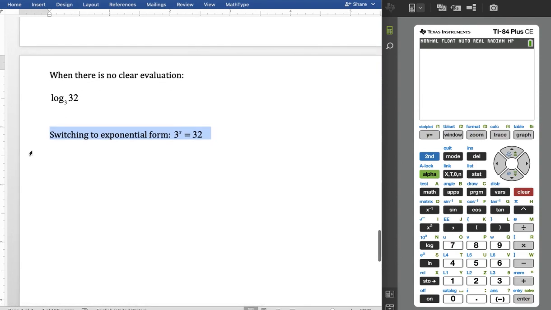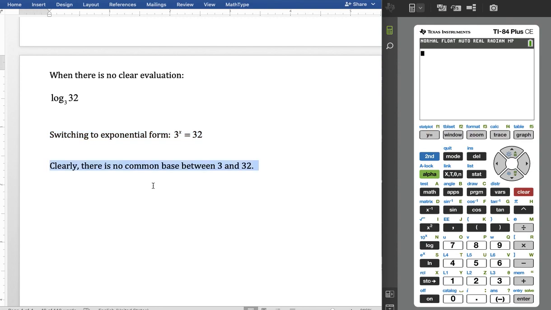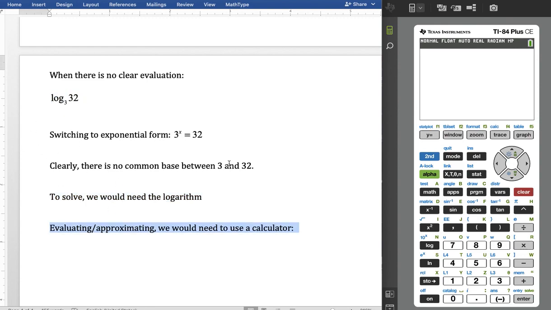Sometimes there is no clear evaluation. If we have log base 3 of 32, if we switch that to exponential form, we've got 3 to the x equals 32. Well, 3 times 3 is 9 times 3 is 27. 32 and 3 do not share a common base. Switching to exponential form does not really help us out. How do we solve an exponential equation? Well, we would use a logarithm. So we would switch back to logarithmic form. We need to evaluate this statement, log base 3 of 32. That's where the calculator comes into play.